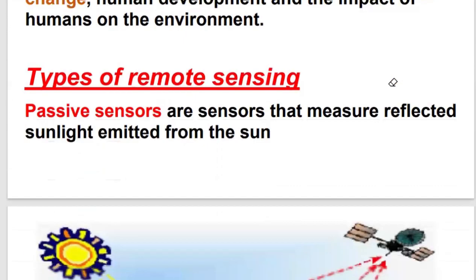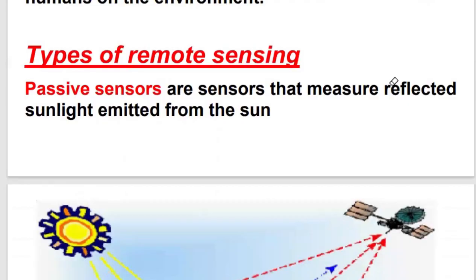Then we have two types of remote sensing, which is passive remote sensing. When something is passive, we are saying it's not active.